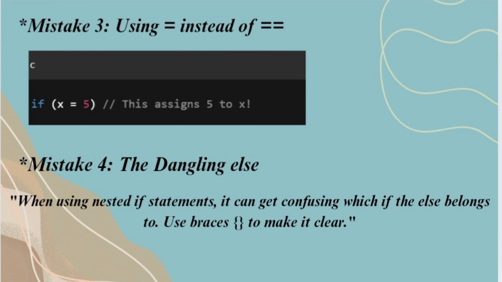Common mistake number 3: using the assignment operator instead of the comparison operator in a condition. Take a look at this code. It may seem like you're checking if x is 5, but what you're actually doing here is assigning 5 to x. And in C, an assignment returns a value, in this case 5, which is true. So the if block always runs, even if that's not what you intended. To properly compare values, use the comparison operator.